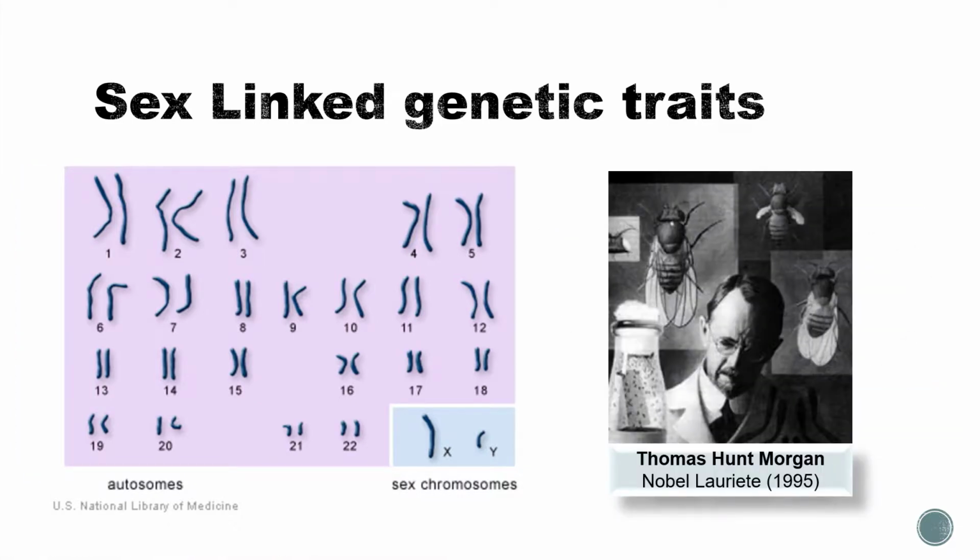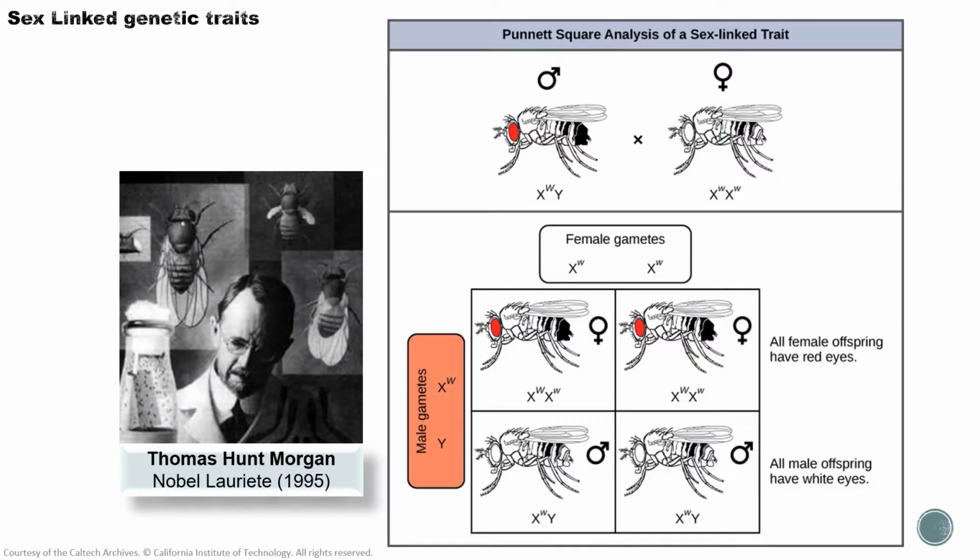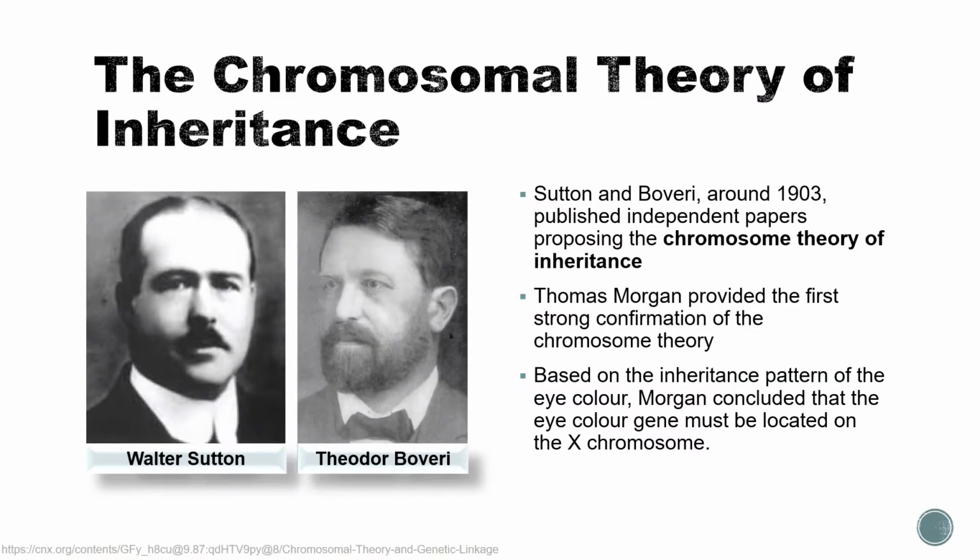Now we get to know about Thomas Hunt Morgan, a Nobel laureate who worked on fruit flies, checking which flies have red colored eyes and how it is propagated. In the case of the female flies, the dominant red allele will have red eyes, whereas the males who inherit the recessive white allele will have white eyes because the Y chromosome does not have an allele for the gene. This provided the first strong evidence to the chromosomal theory of inheritance, proposed by Walter Sutton and Theodor Boveri.